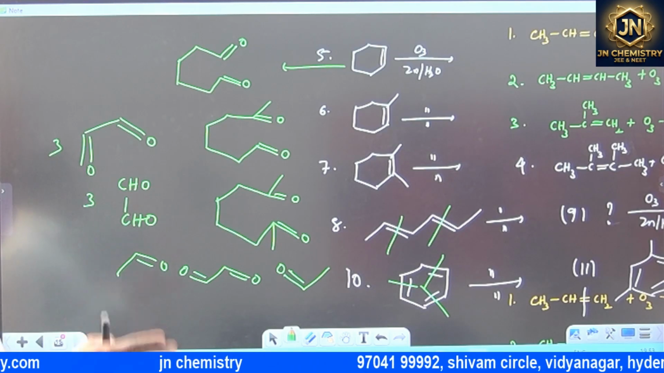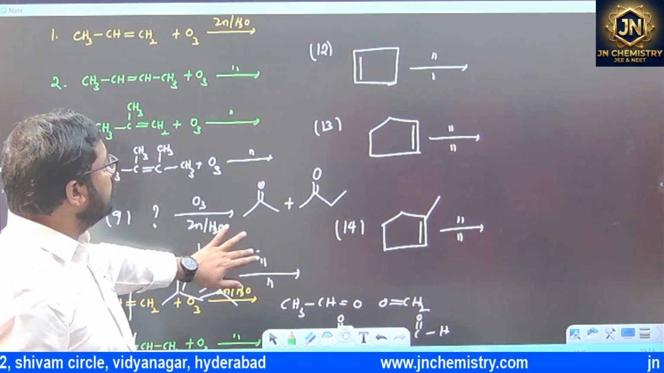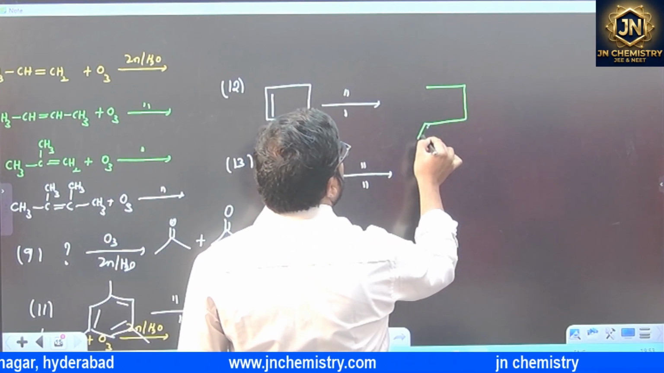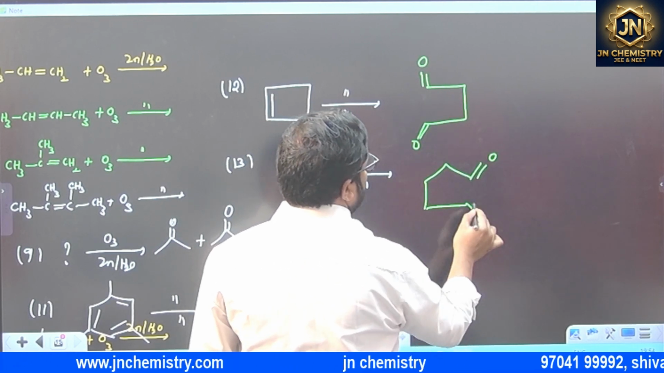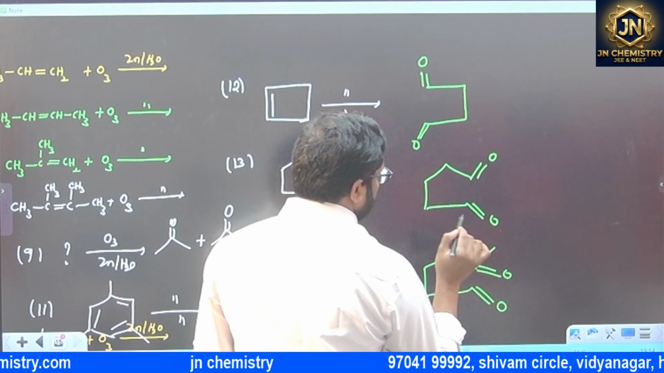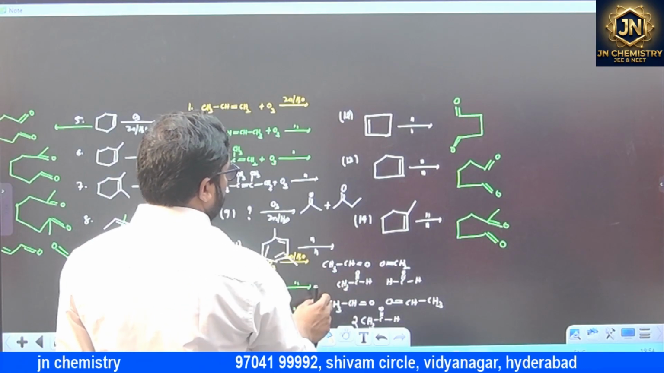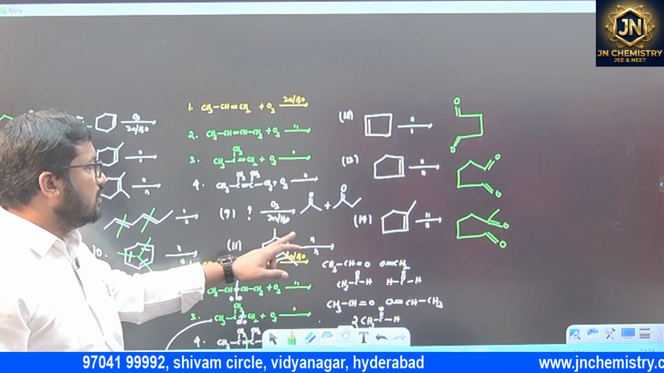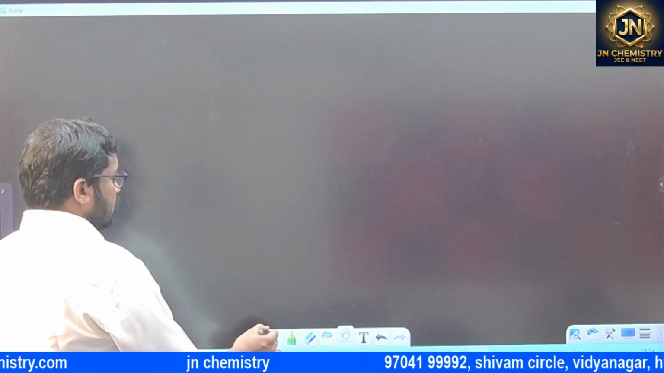Simple, nothing more. So where the double bond is there, just break it down. Both sides add the 2 oxygens. In this case, simply double bond O, double bond O, that's enough. And this type of questions, reverse, add simply. So this type of questions I'll explain in the next page.